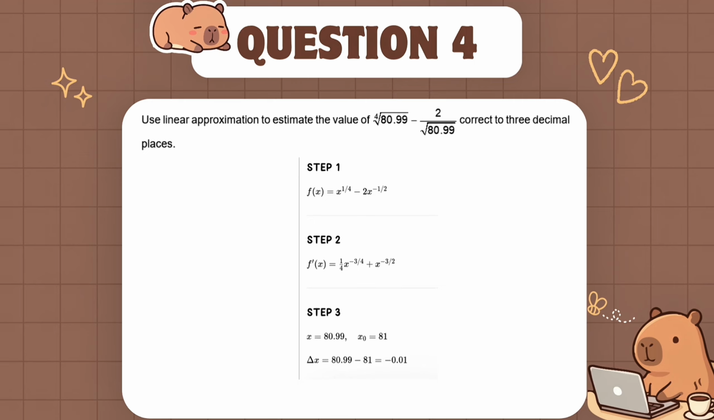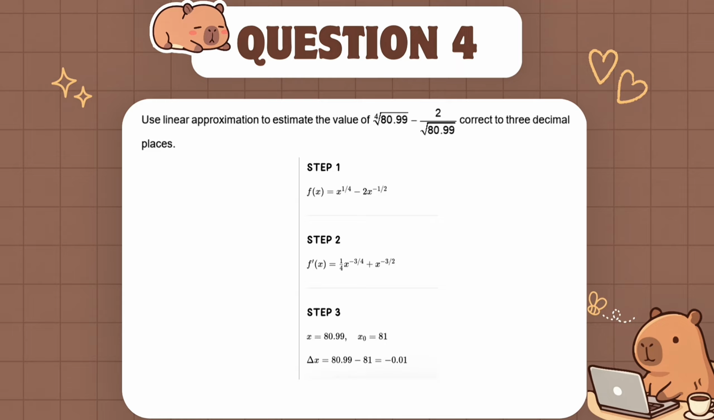Next, we differentiate the function using the power rule. The derivative of x to the power of 1/4 is 1/4 x to the power of negative 3/4. The derivative of negative 2x to the power of negative 1/2 is positive x to the power of negative 3/2. Therefore, f prime of x equals 1/4 x to the power of negative 3/4 plus x to the power of negative 3/2.